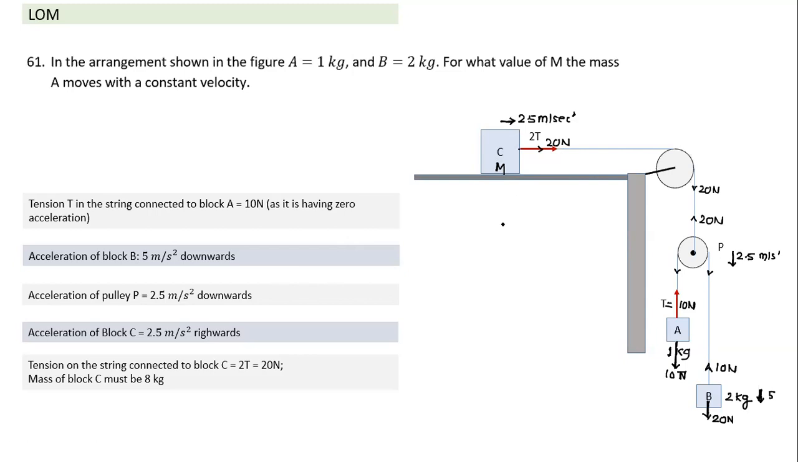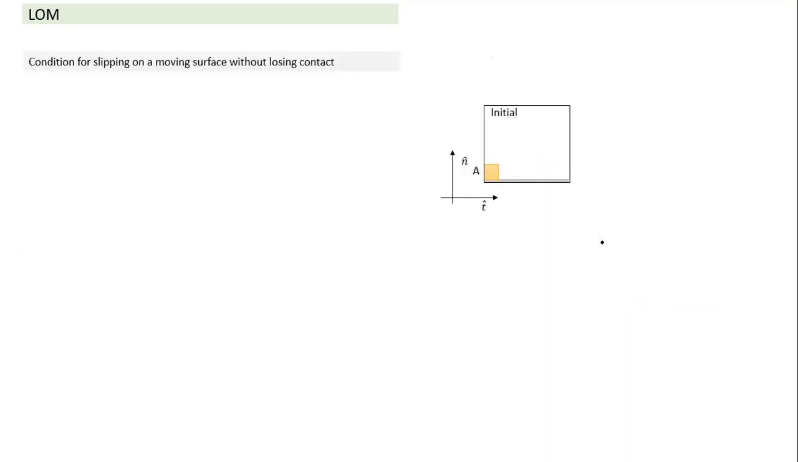And some of you, if you really understand it well, might have solved this question without putting pen to paper, right? Let's move on to one more kind of constraint, which is a very important one. It can be used in a variety of cases. What is the condition? A very common constraint is an object slipping on a surface without losing contact. When we say slipping, it means it is always in contact with the surface. It has not lost contact with the surface.